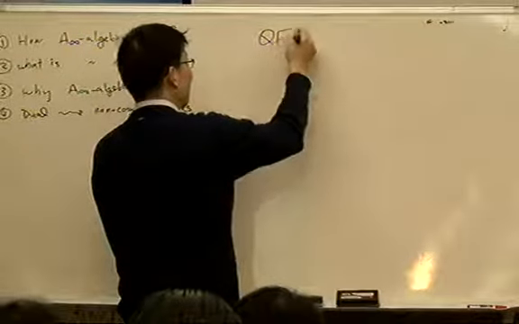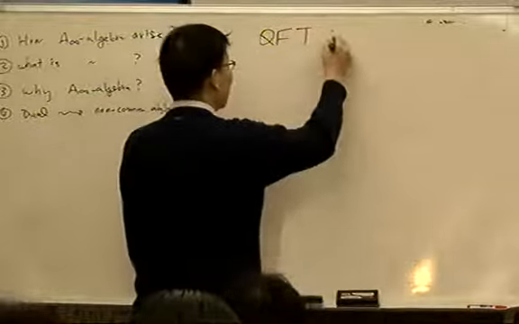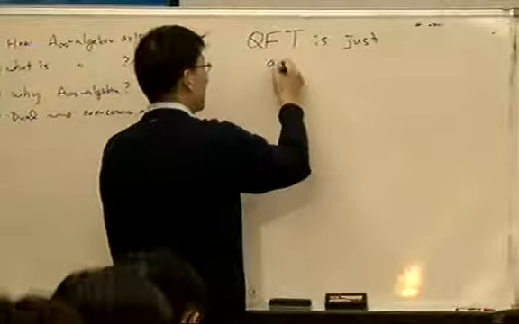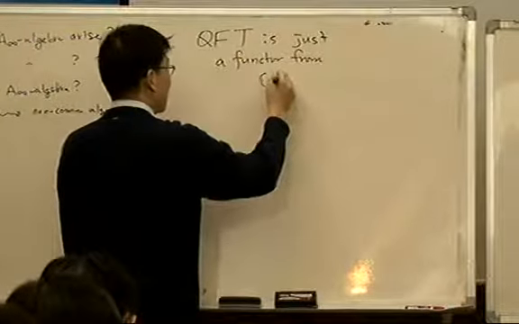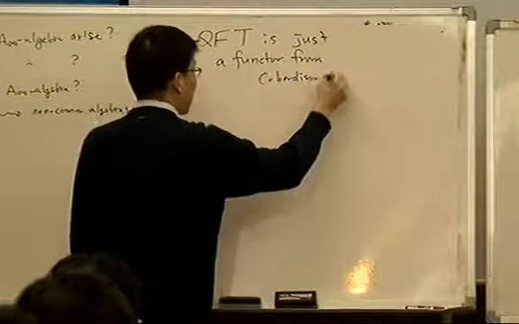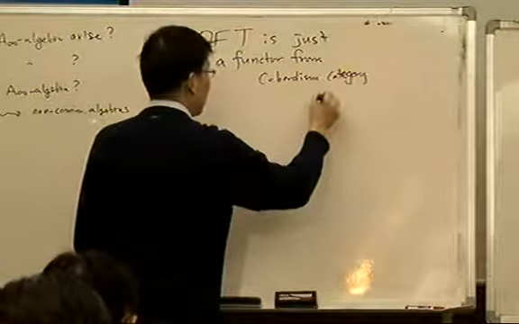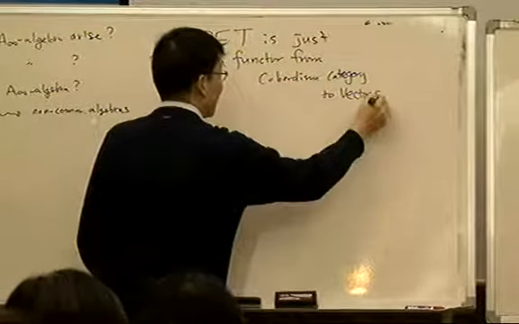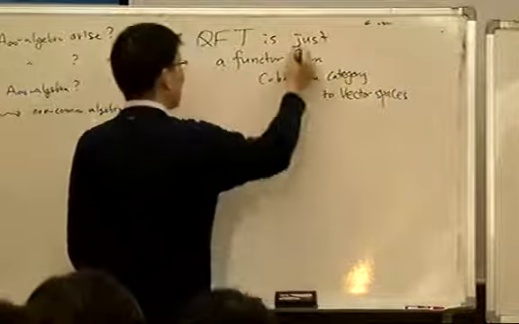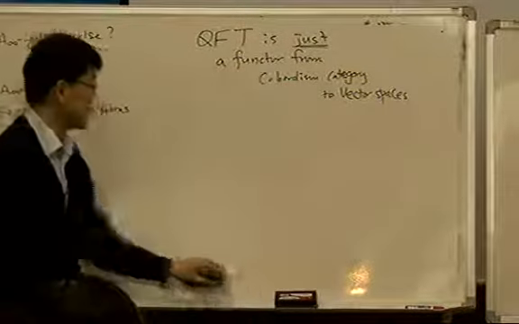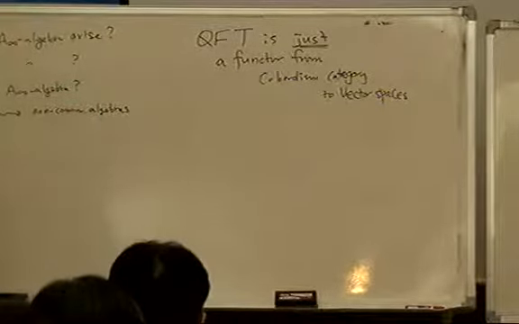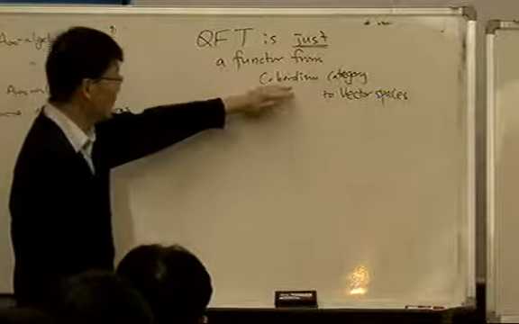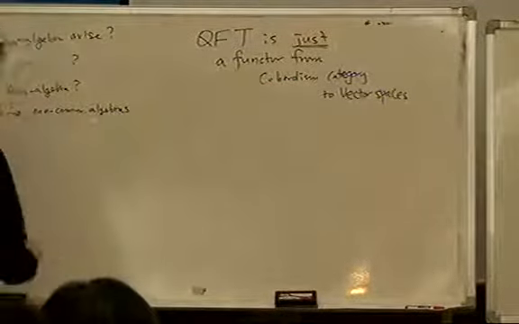So there is this phrase that QFT, quantum field theory, is just a functor from the cobordism category to vector spaces. So this is important. Quantum field theory, which I don't know what it's about, is just a functor from the cobordism category to vector spaces. But anyway, we have TFT, and then these cobordisms are considered up to topology.